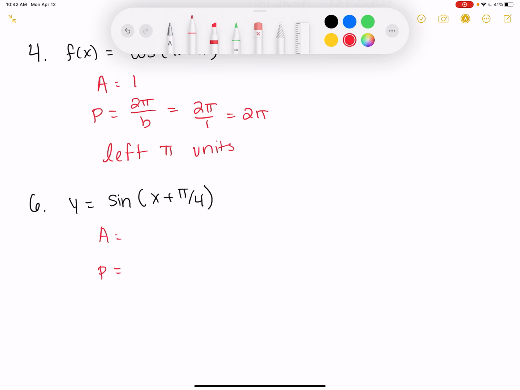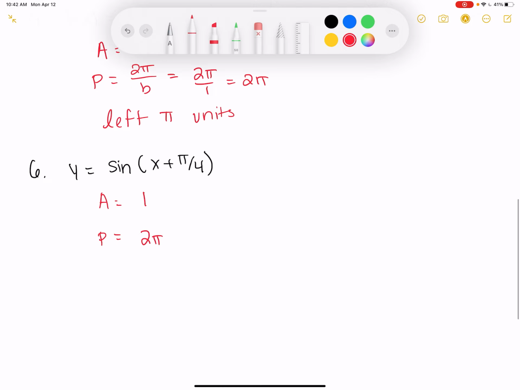Y equals the sine of x plus pi over 4. Amplitude equals 1. Period is also 2 pi, because we just did the same thing. And it goes left pi over 4 units, opposite the direction of the sign because it's inside. So left pi over 4 units, and then we're done again. There's no K value, so it doesn't go up and down.